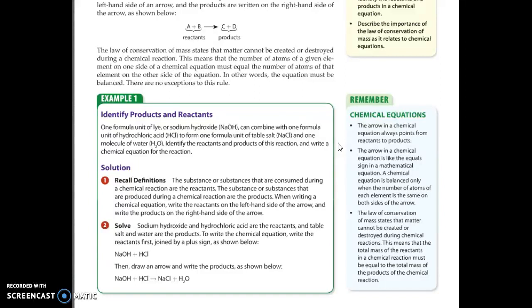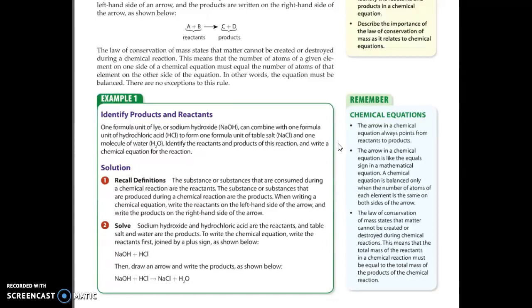The arrow in a chemical equation is like the equal sign in a mathematical equation. A chemical equation is balanced only when the number of atoms of each element is the same on both sides of the arrow. The law of conservation of mass states that matter cannot be created or destroyed during chemical reactions. This means that the total mass of the reactants in a chemical reaction must be equal to the total mass of the products of the chemical reaction.